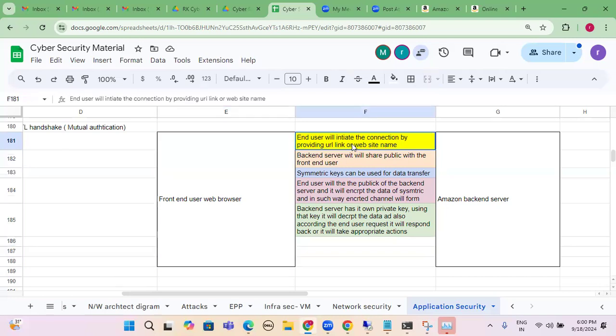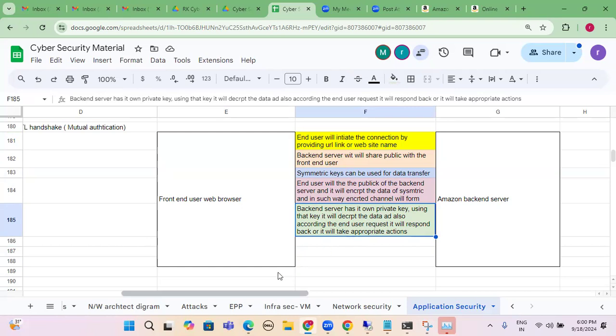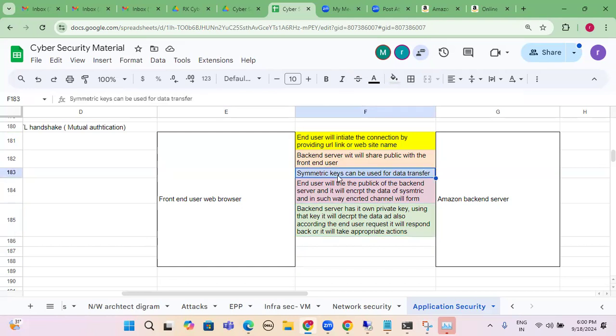Otherwise, which step? 1, 2, 3, 4, 5. For example, 5 steps. Which step has an issue? Whether 1 or 2 or 3 or 4 or 5. Anyone, just guess. 3? What is the issue with 3 here?